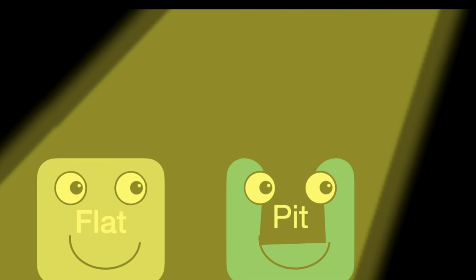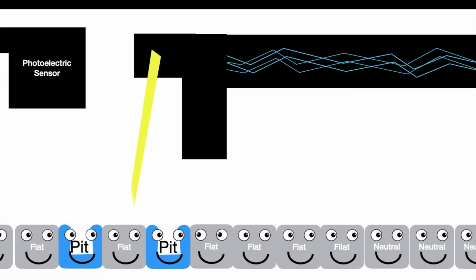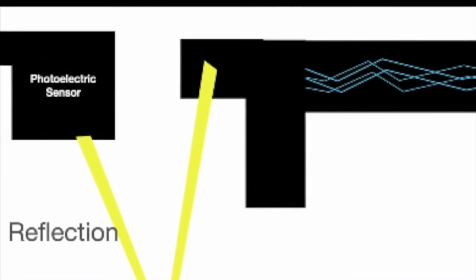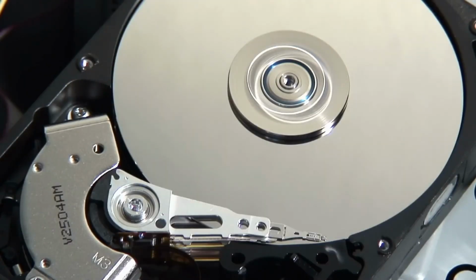To read it, we shine light on the pits and flats to see what reflection they give. When light hits a pit, no reflection is produced. In contrast, if light hits a flat, a reflection is produced. A photoelectric sensor detects the reflection and provides a 1 or 0 based on whether there is a reflection or not. That's it for this video.